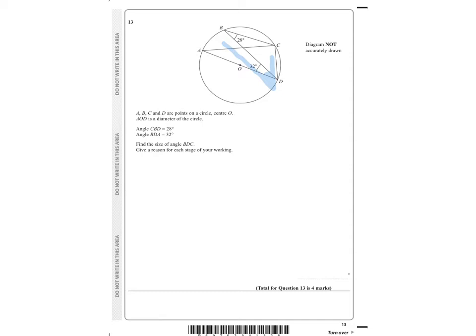So, first of all, we know that this angle here is 28 degrees. Angles in the same segment are equal. Okay, what else do we know? We know that this angle here is a right angle, 90 degrees.